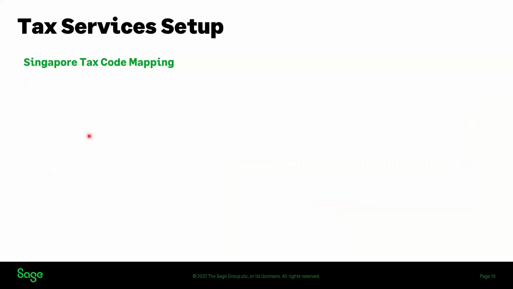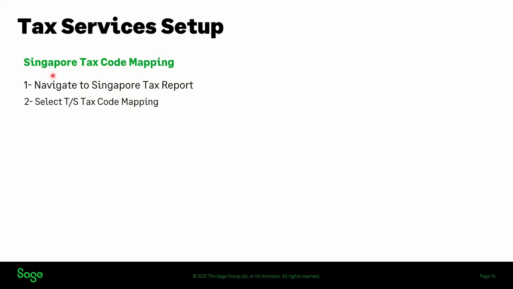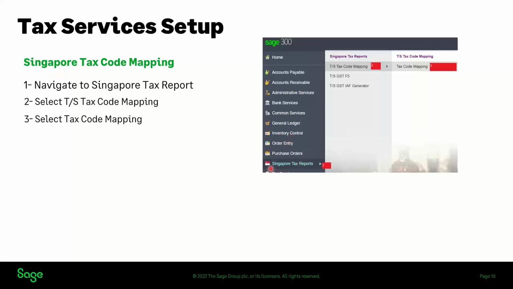Okay, now let's take a look at what needs to be changed for your Singapore tax module. If you are installing the Sage 300 Singapore tax report module, you will also need to modify your Singapore tax code mapping to comply with option number 2. First thing first, you will navigate to Singapore tax report, and then select TS tax code mapping and choose tax code mapping. For example, I will click on this Singapore tax report menu, the one with the Singapore flag in here. Once the submenu appears, I will select TS tax code mapping and choose tax code mapping.